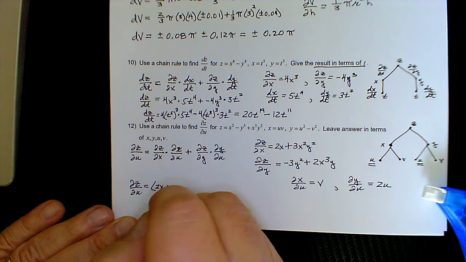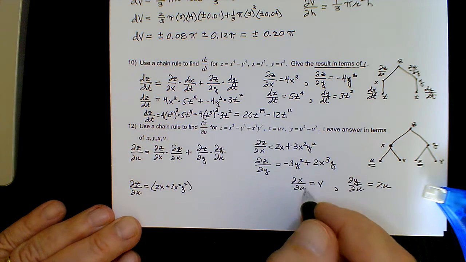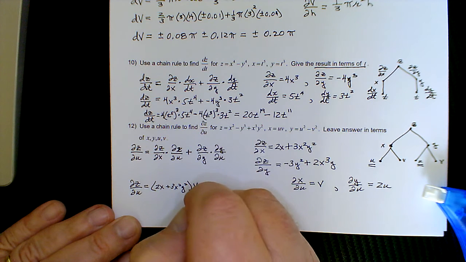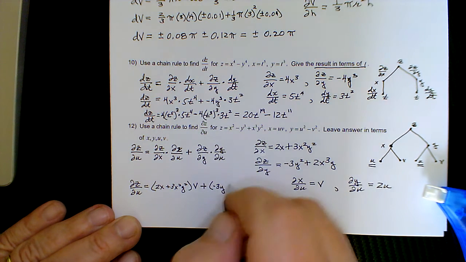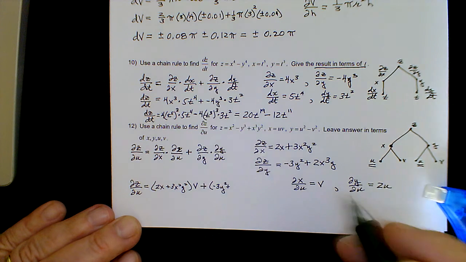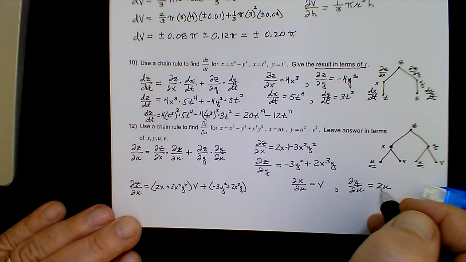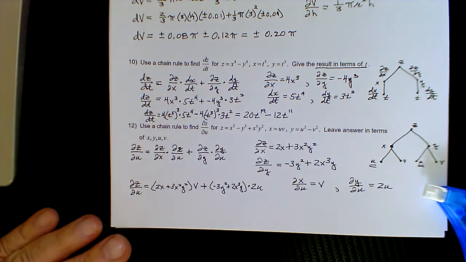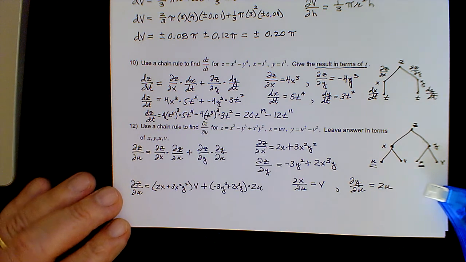Here we have 2x plus 3x squared y squared is partial z with respect to x, now times the partial of x with respect to u, so times v, and then plus partial z with respect to y was the minus 3y squared plus 2x cubed y, and then times the partial of y with respect to u, which is 2u. And so I could basically leave it that way. I would be satisfied at that point.